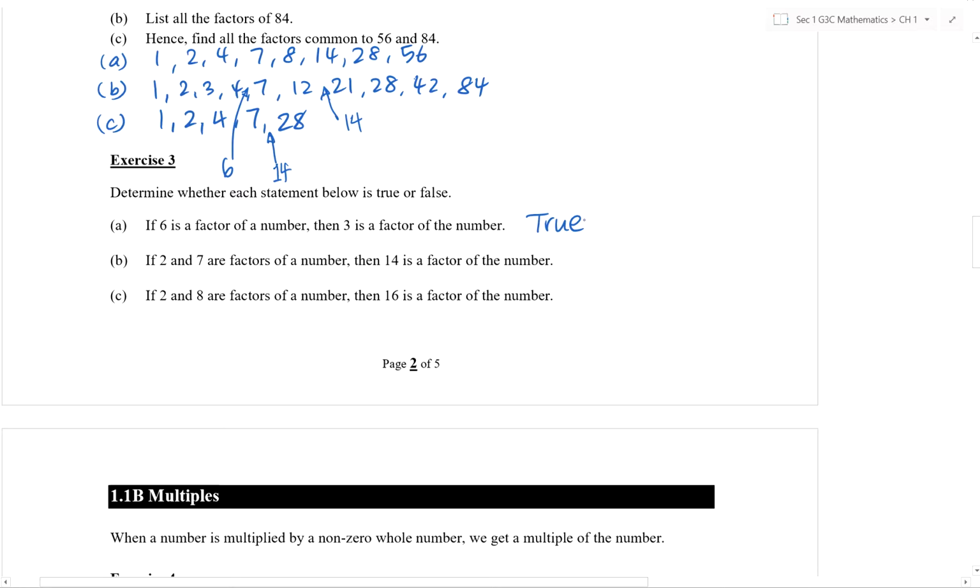Okay, same logic for part B. If 2 and 7 are factors of a number, then 14 is a factor of the number. Is it true? Yes, it is true. You can go and try it out yourself. And case B and case C are similar. This is also true.